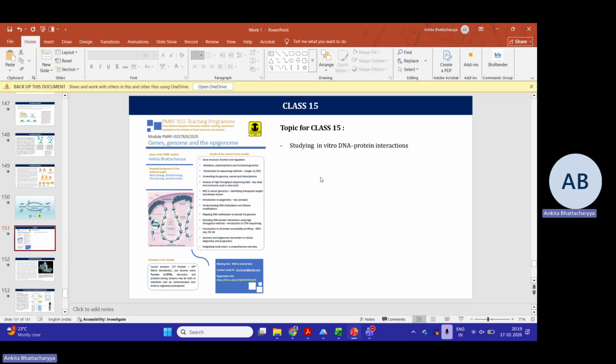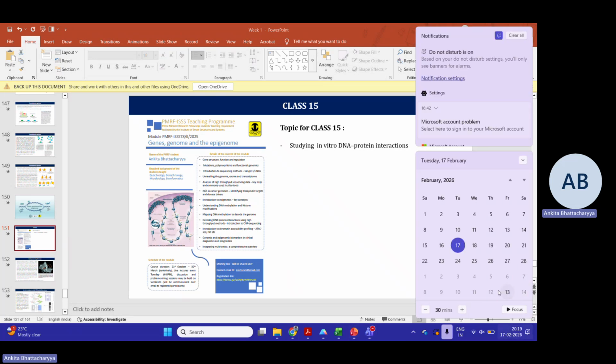Class 16 and 17, more or less, will cover that. Then we'll have only a few more classes left, I think six or seven, where we'll do ATAC-seq, Hi-C, 3C, these methods, how genomic and epigenomic biomarkers are utilized, and what is the eventual goal of integrating multi-omics. So we'll wrap up pretty soon. So yeah, that is going to be the focus.